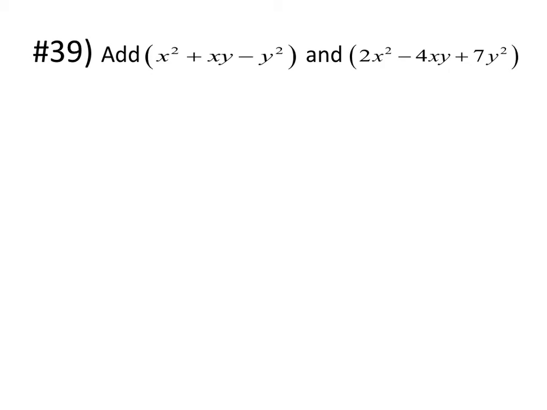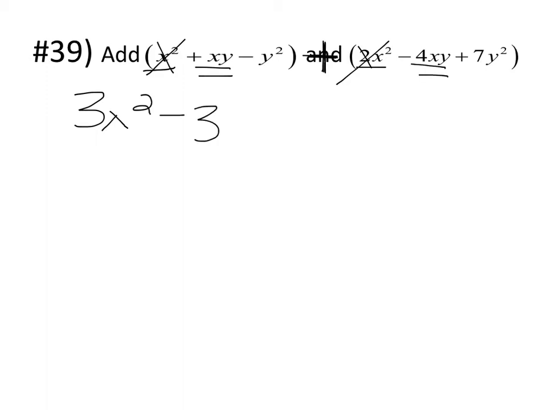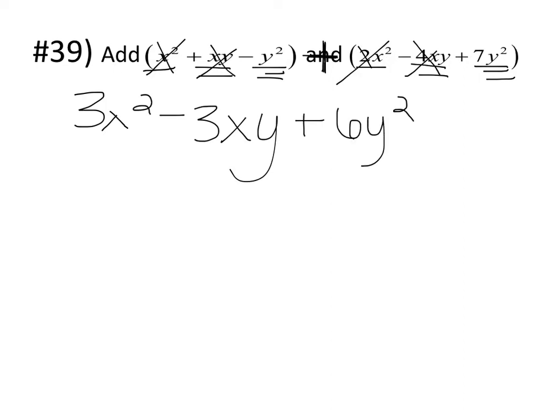Alright, they want you to add these two, so instead of "and," we're just going to make it an addition sign. So it's x squared plus 2x squared gives me 3x squared. Let's go ahead and cross those out. Xy minus 4xy is negative 3xy. Cross those out. Negative y squared plus 7y squared is 6y squared. You can't combine any of those like terms, so you're done.